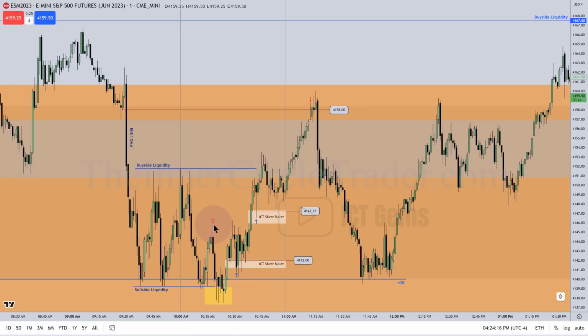Now we have something right. This is the 2022 model. Take stops, shift in market structure, fair value gap, buy it. That's your silver bullet. Ooh, so I can blend the 2022 model and the idea of the ICT silver bullet, blend it together, and this is what you do. It isn't always going to be a continuation.